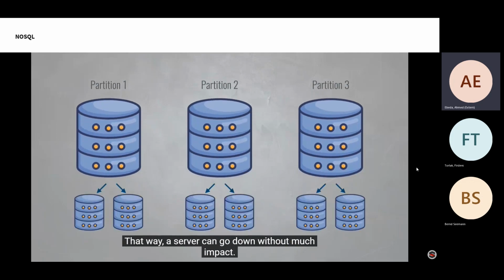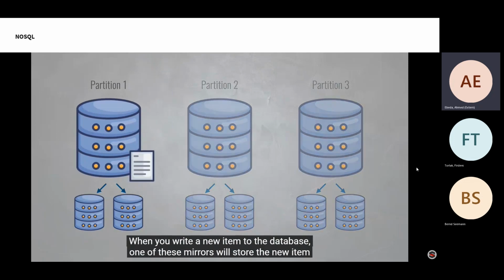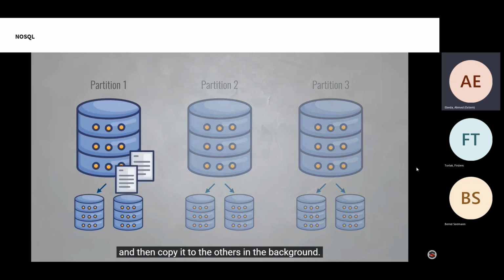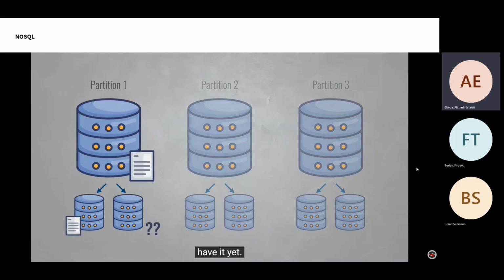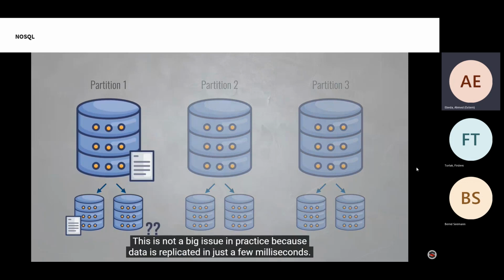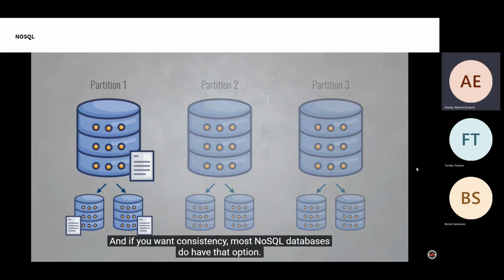That way, a server can go down without much impact. When you write a new item to the database, one of these mirrors will store the new item and then copy it to the others in the background. This process might take a little bit of time, so when you read that item back, the NoSQL database might try to read it from a mirror that doesn't have it yet. Now, this is not a big issue in practice because data is replicated in just a few milliseconds. And if you want consistency, most NoSQL databases do have that option.